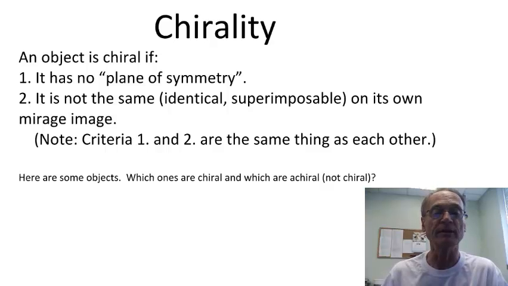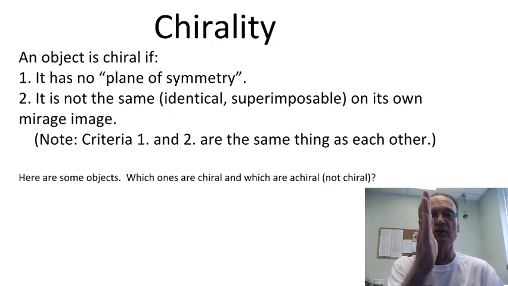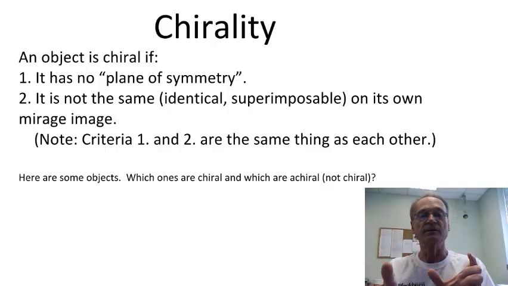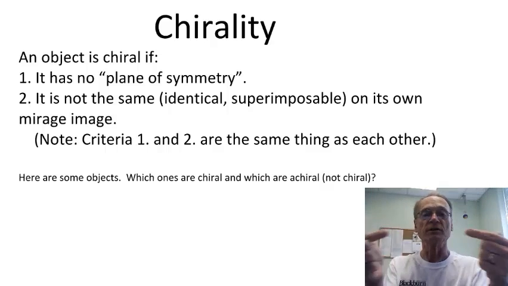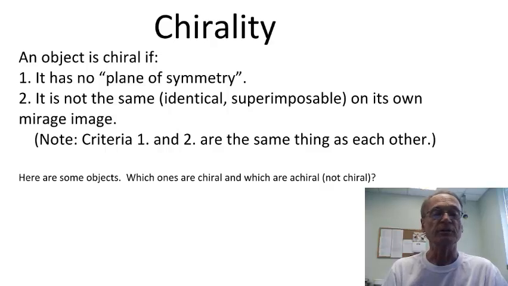So what do we mean by a plane of symmetry? We mean a plane that can cut the object right in half, in which this half is the mirror image of this half. In other words, if you cut it in half, the two halves can look across a mirror and see the other half directly. That's a plane of symmetry. If an object does not have a plane of symmetry, then that object is chiral.